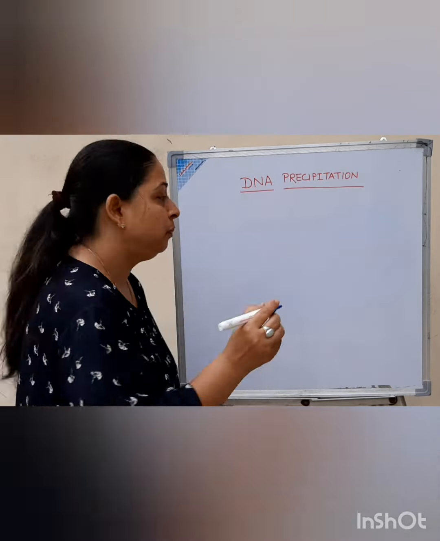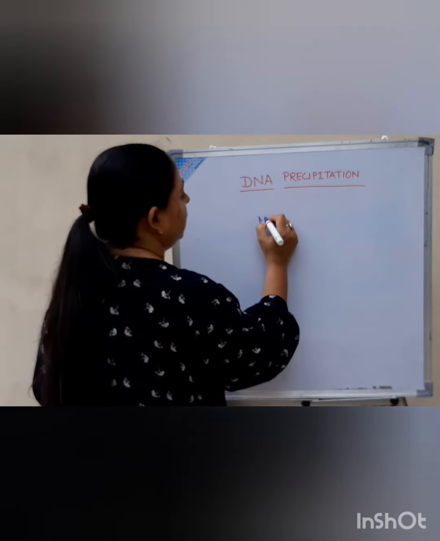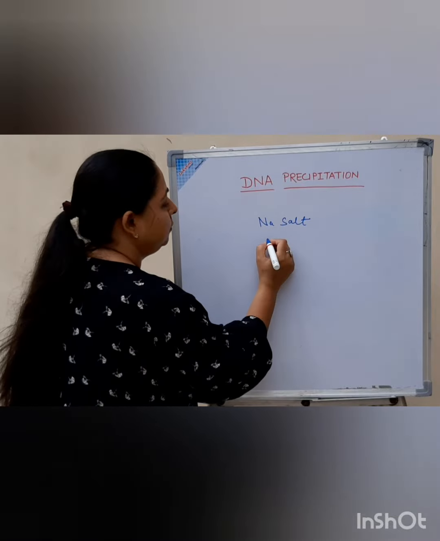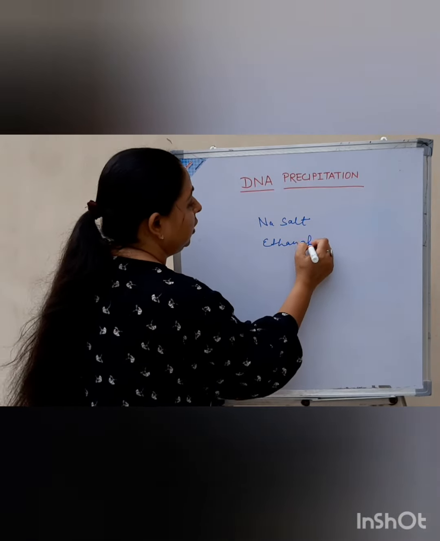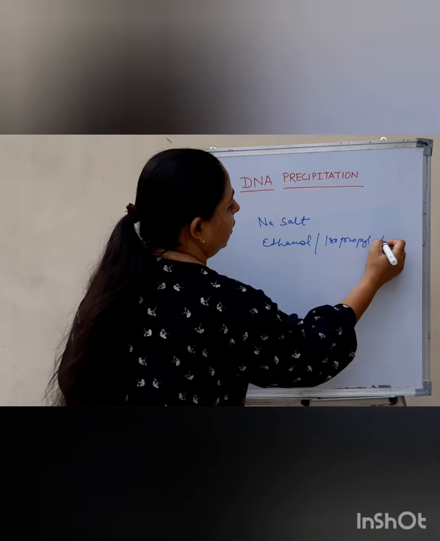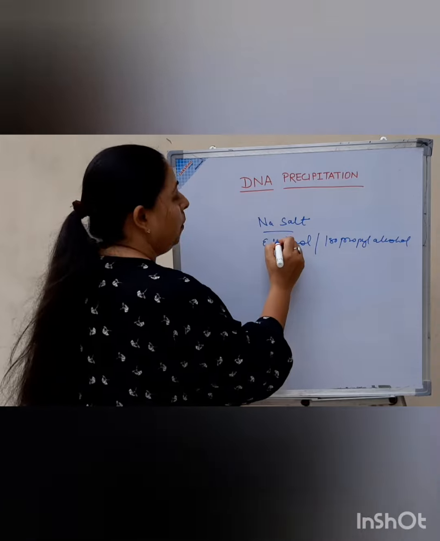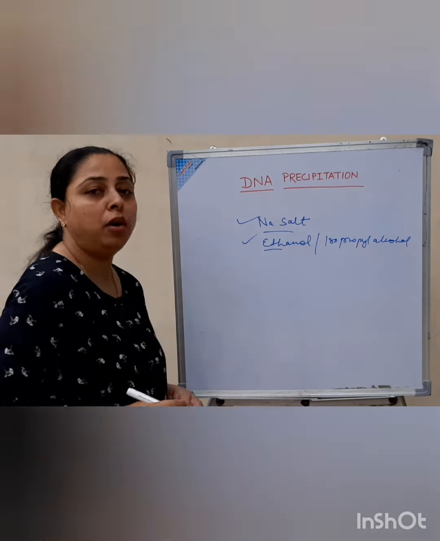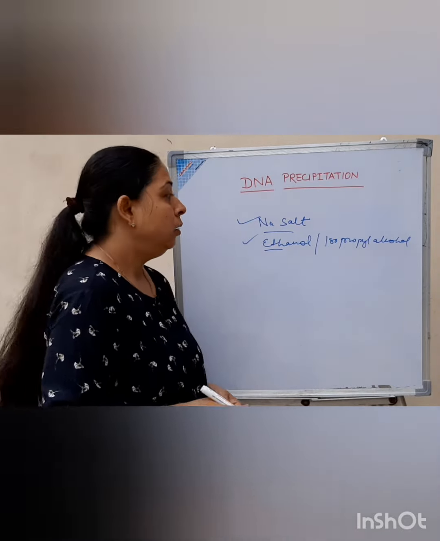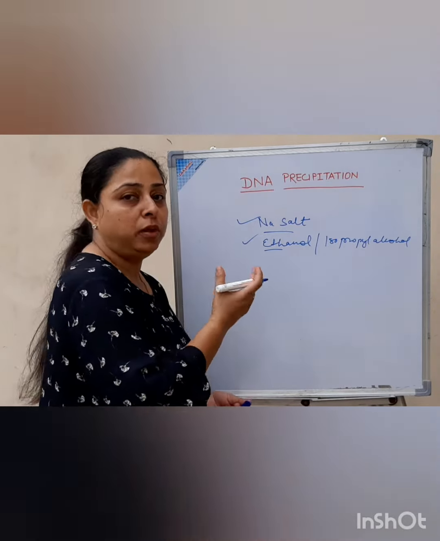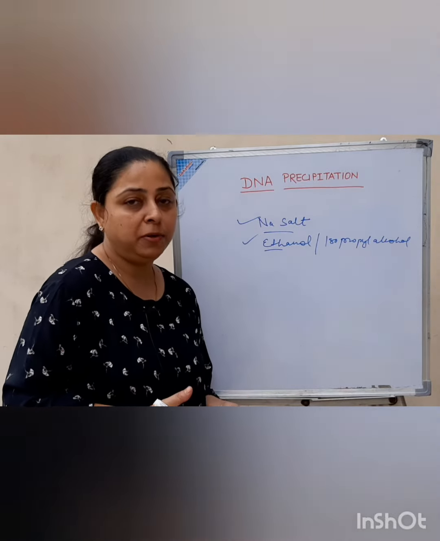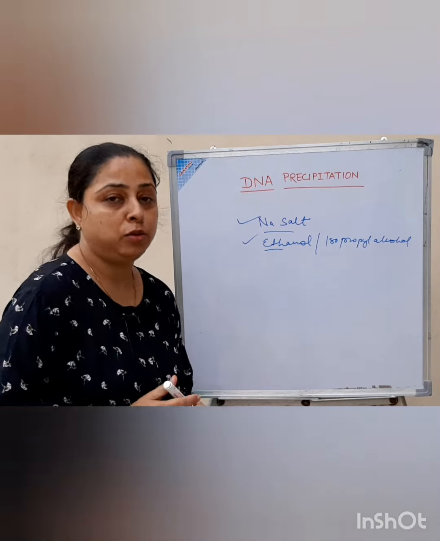We add two things. One is sodium salt and the other is ethanol or isopropyl alcohol. Both are required for precipitation of DNA from the aqueous solution. Now let us see how the sodium salt and ethanol carry out precipitation of DNA from the aqueous solution.